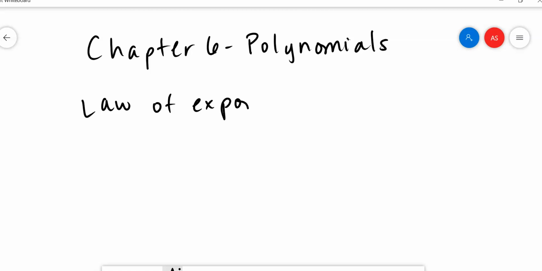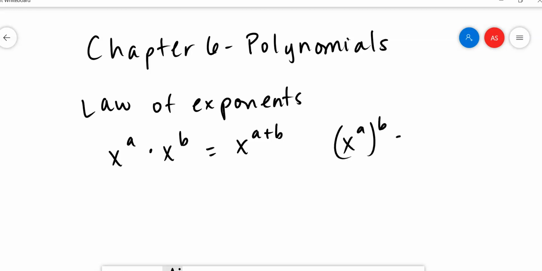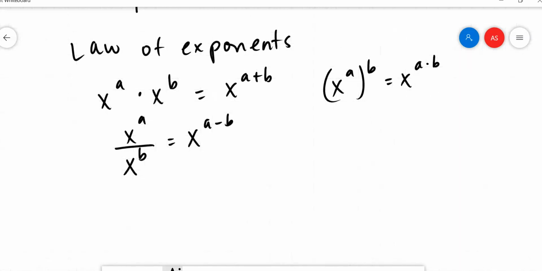Law of exponents. So remember, these are the ones where we say, hey, if we have a base and a power times the same base with a different power, we add those powers together. If we have a base and a power, raised to another power, well, we multiply those two powers together. If we have a base and a power, and there's some division going on with different powers, well, we subtract, right? Okay, so those are the basics of it.